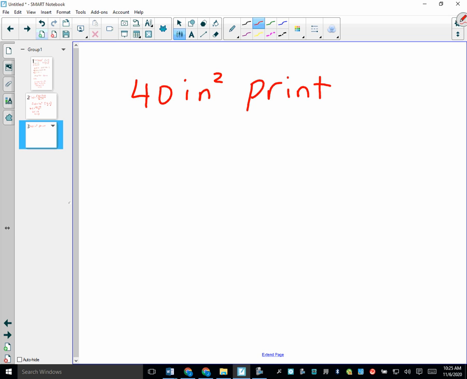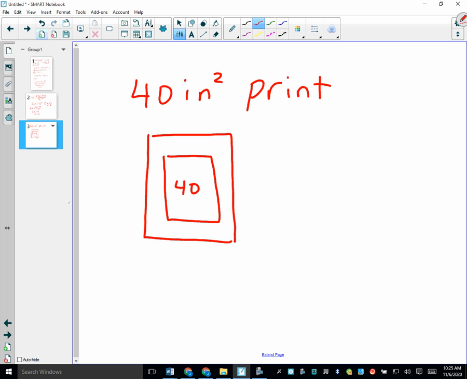I have 40 inches of print. So here's my paper, and in here, this is 40. This is 3, this is 3. This is 1, this is 1. You should have been able to draw this picture. I have got to come up with letters. I'm going to let this be x and this be y.